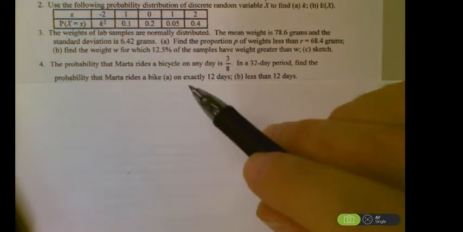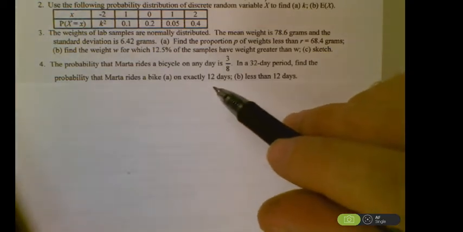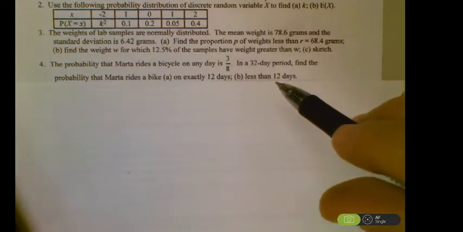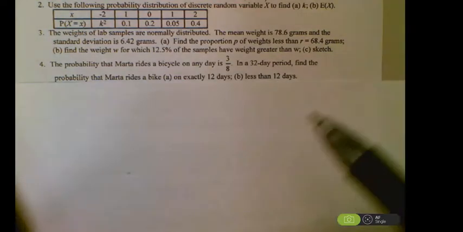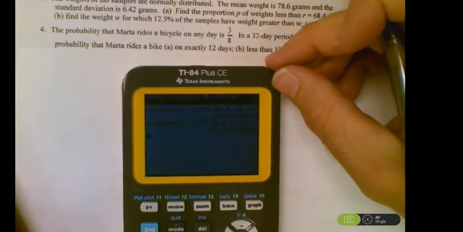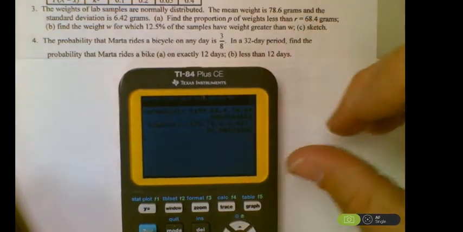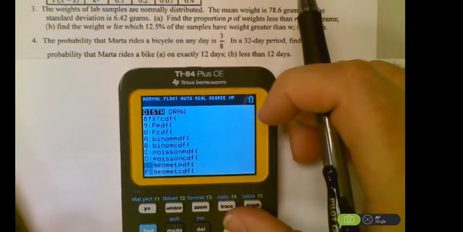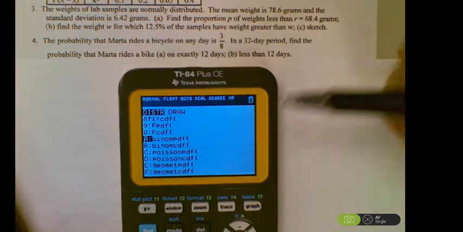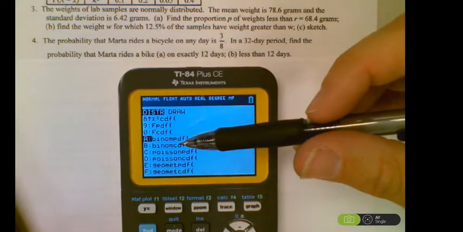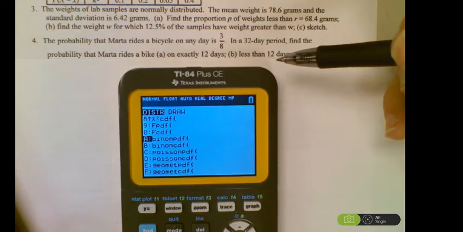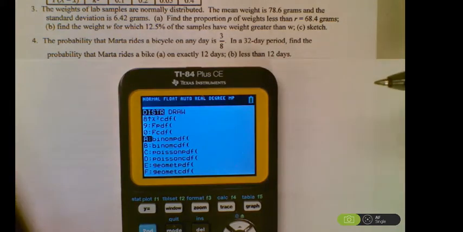A big difference you'll see here from part A to part B: one is an exact number of days, the other is a cumulative number of days, because anytime you see the greater than or less than, those are the cumulative ones. So for this one, go back under distribution, and now we're going to go down to the binomial. PDF is for when you have the exact number, like part A. CDF, the next part, is for when you're doing a cumulative number of days, like when it says less than or more than. On this one, we're doing exactly 12 days, so binomial PDF.